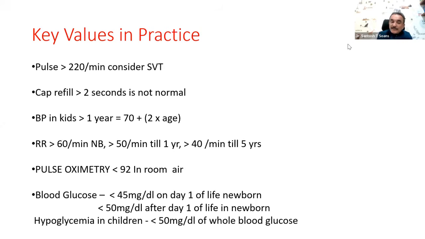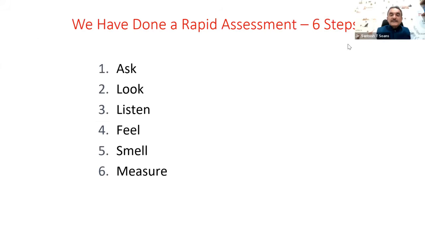As I said, a pulse oximeter reading below 92 in room air is not normal. And glucose, because in your clinic also, wherever you are, you need to check the blood glucose in every sick child. If it is less than 45 on day 1 of life, it is abnormal. In any child, whole blood glucose less than 50 is termed hypoglycemia.